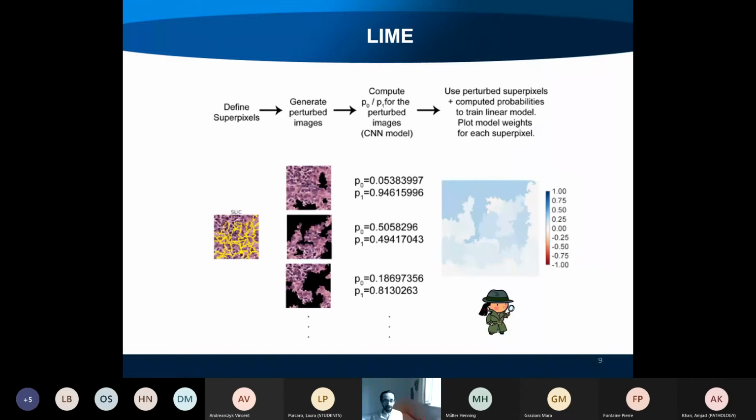How does LIME typically work? You take an image. The first step is dividing it into superpixels. You're going to use some kind of algorithm for this. Once you have those superpixels, you're going to generate a neighborhood around this image of perturbed images, right? You're going to randomly cover these superpixels, and this is a stochastic process.